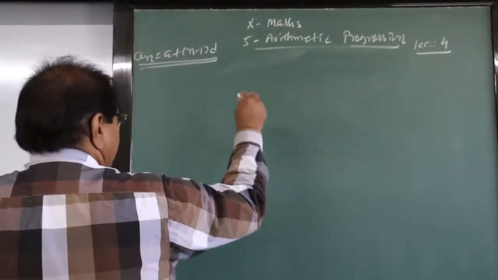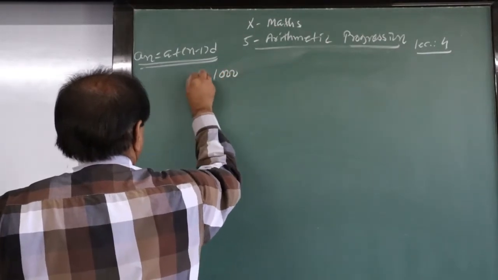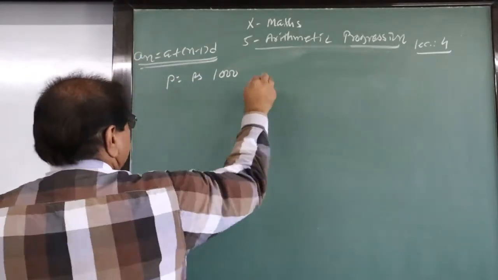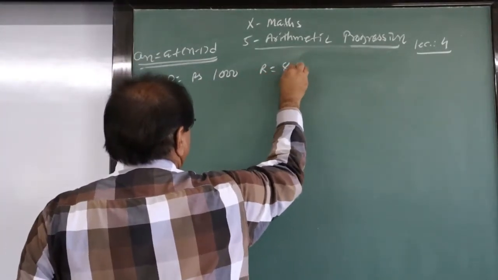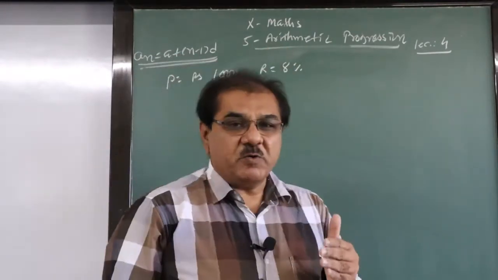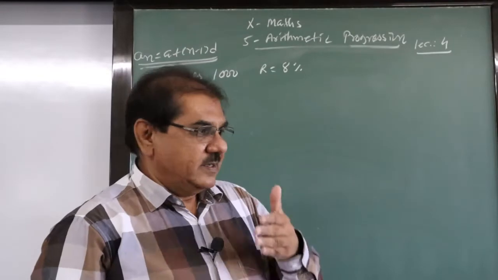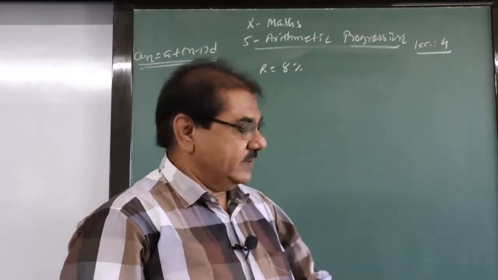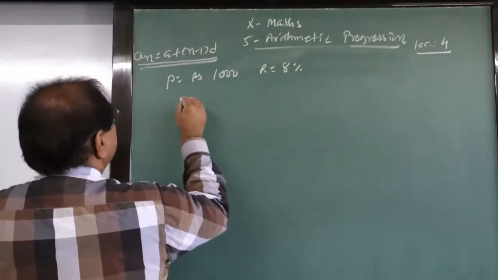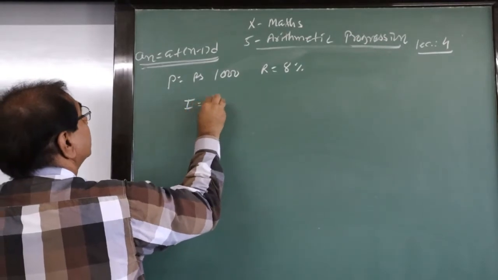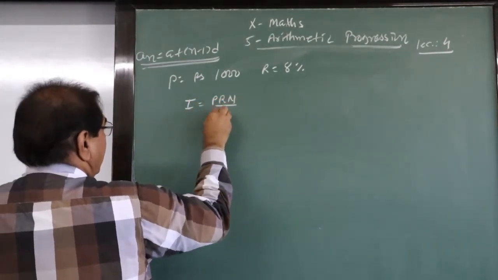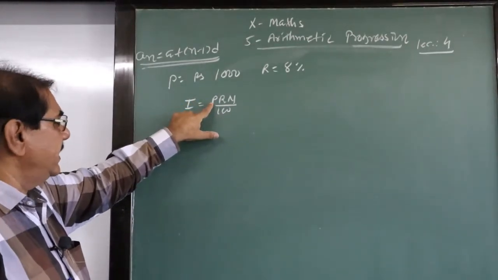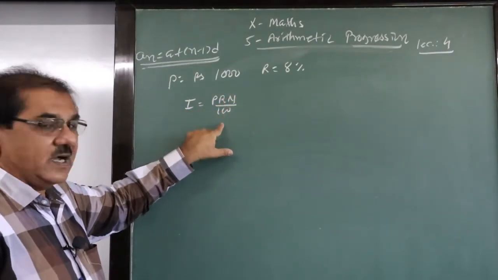So, suppose somebody invests rupees 1000, that is the principal amount, in the bank. Rate of interest R is suppose 8%. Then we have to calculate his simple interest at the end of every year. Okay? So it is going to form an AP. So how to find out simple interest? We know the formula. I is equal to PRN upon 100. You must be knowing this formula. Simple interest is equal to principal into rate of interest into number of years upon 100.